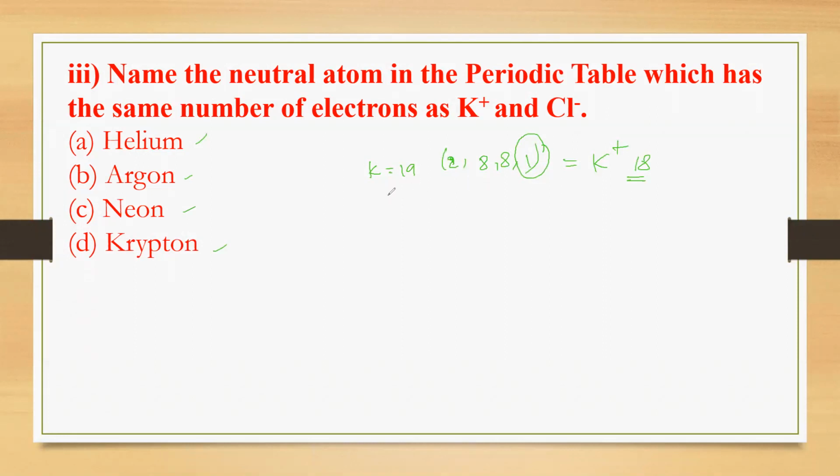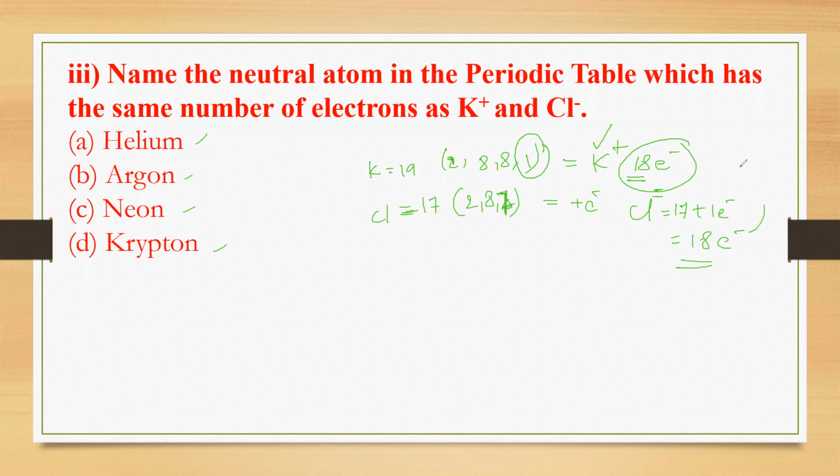Now we'll go for chlorine. Chlorine as a neutral atom has atomic number 17, and the electronic configuration is 2, 8, 7. Whenever it gains one electron, it becomes Cl minus. So 17 plus 1 electron becomes 18. It also has 18 electrons. You can think here, potassium cation and chloride anion both have 18 electrons.